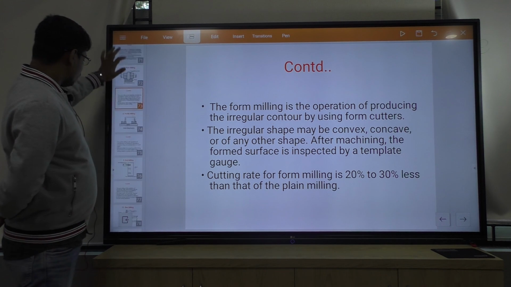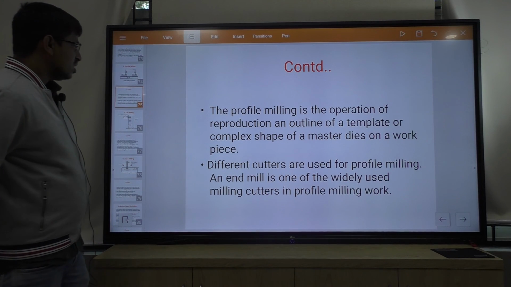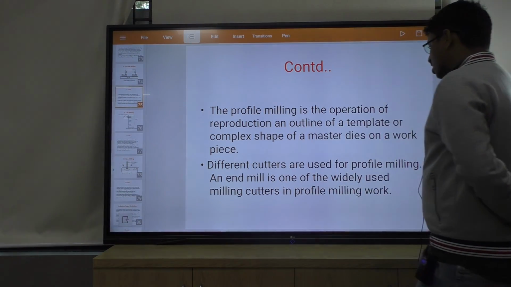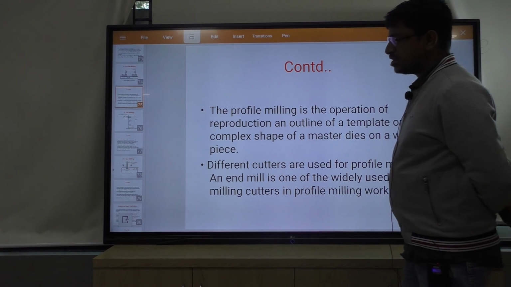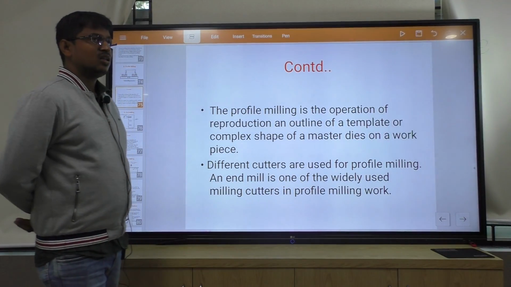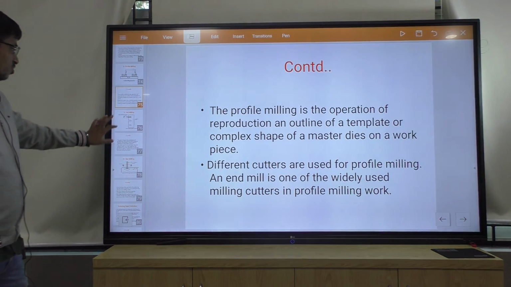Next is profile milling. What is profile milling? Profile milling is the operation of reproducing the outline of a template or a complex shape of a master die on a workpiece. Different cutters are used for profile milling, and the end mill is one of the most widely used milling cutters in profile milling work. In profile milling, end milling is used to produce different profiles.